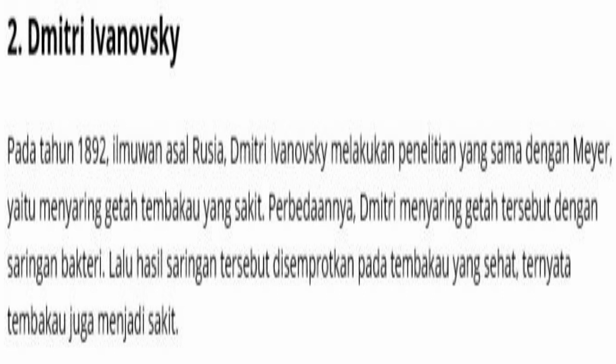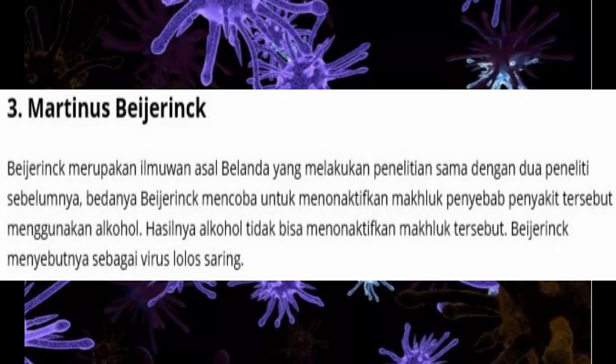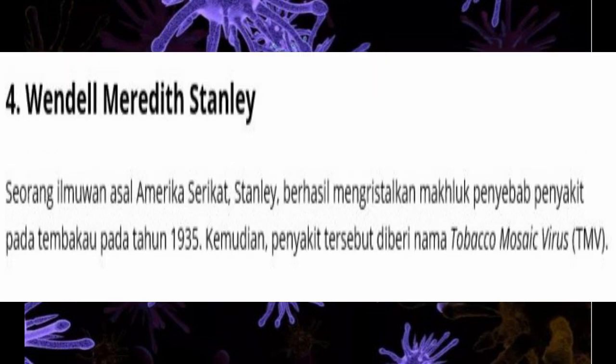Knowing that, Meyer tried extracting the tobacco sap and then spraying it on tobacco that was still healthy. Apparently, the healthy tobacco also developed yellow spots. Then, Meyer examined the tobacco sap using a microscope and found no bacteria, so he concluded that the creatures that attack tobacco are smaller than bacteria.